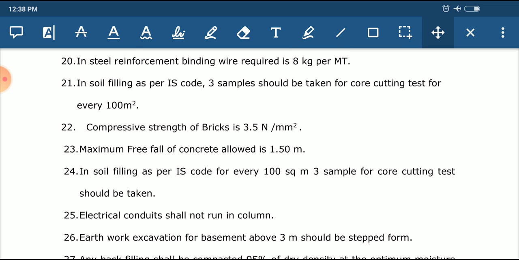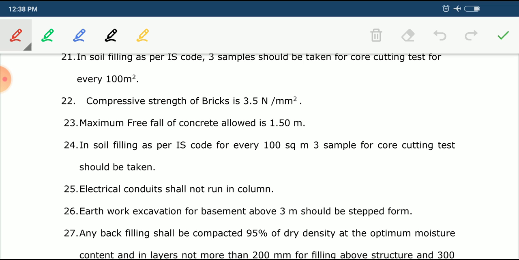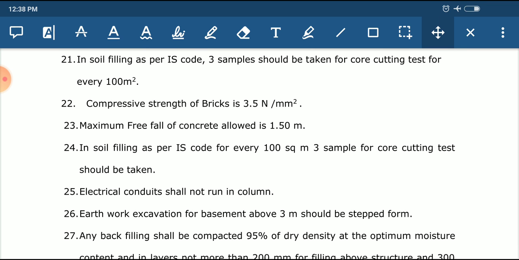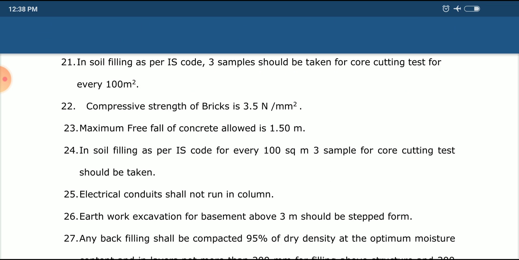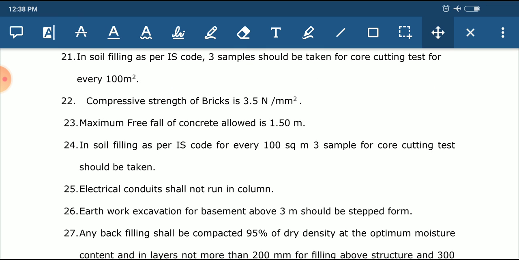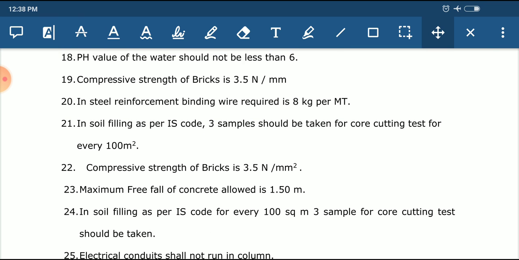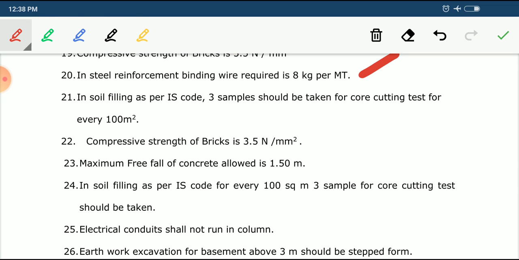In steel reinforcement, binding wire required is 8 kg per metric ton. How much will be required? 8 kg per metric ton.